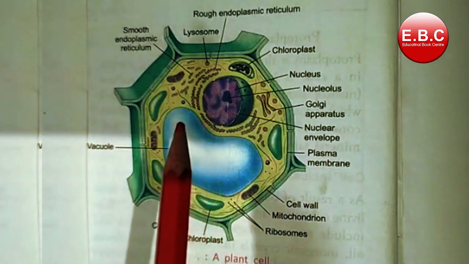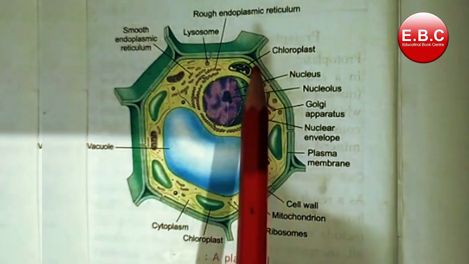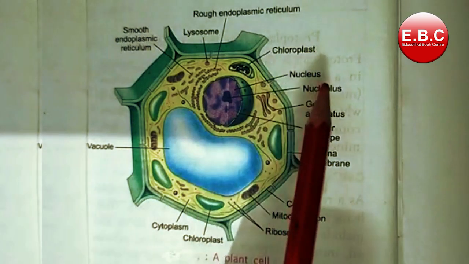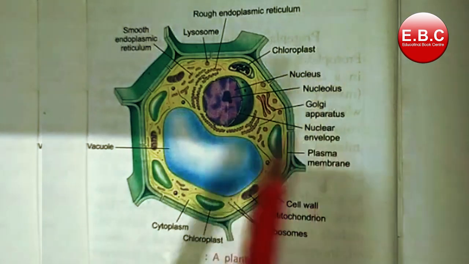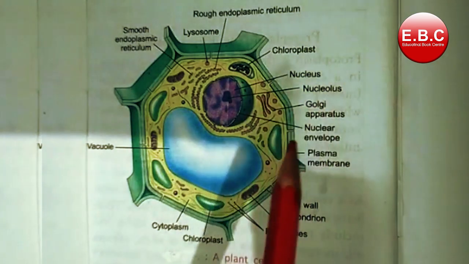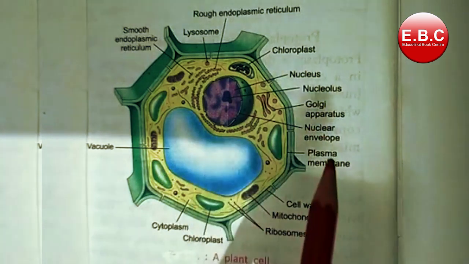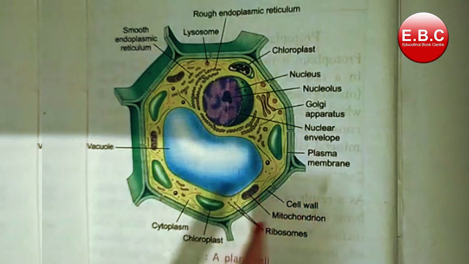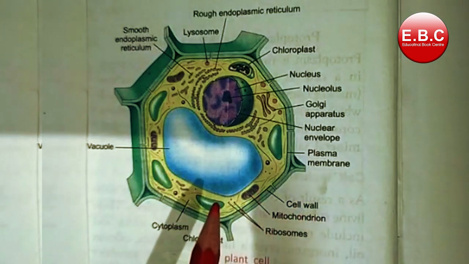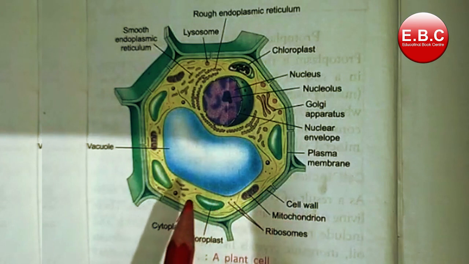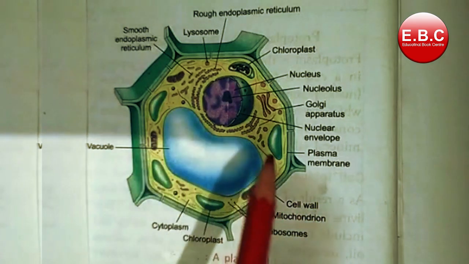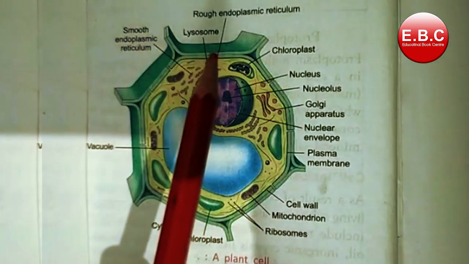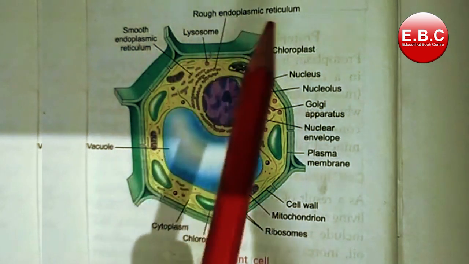In this, you can clearly see chloroplast are present, nucleus is there, nucleolus is present, Golgi apparatus, nuclear envelope, plasma membrane, cell wall, mitochondria, ribosomes, chloroplast, cytoplasm, a big vacuole, smooth endoplasmic reticulum, lysosomes, and rough endoplasmic reticulum.